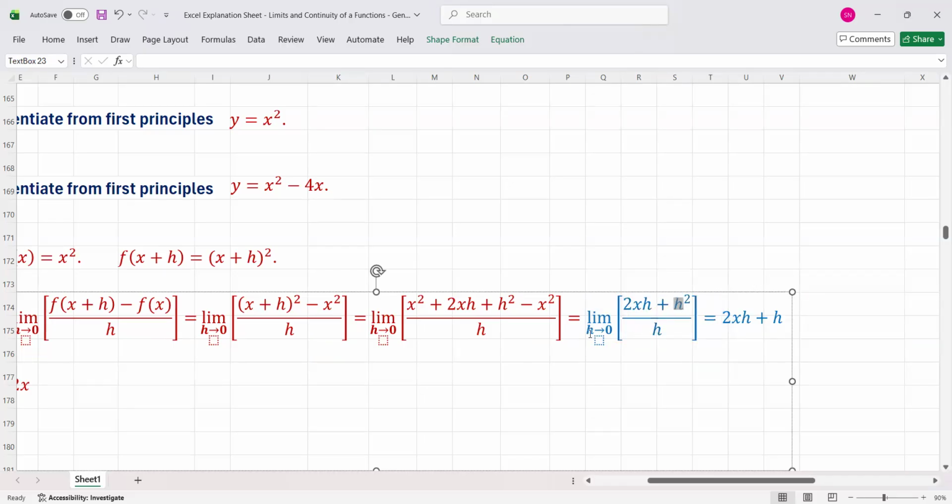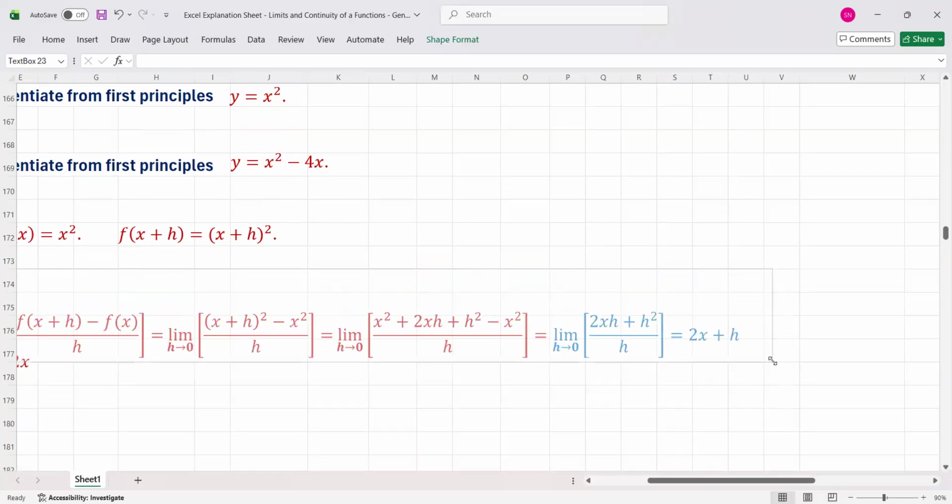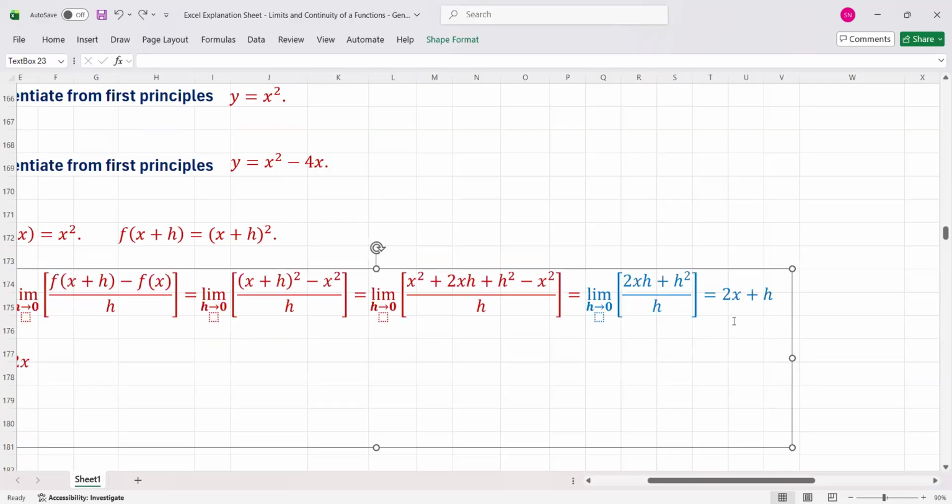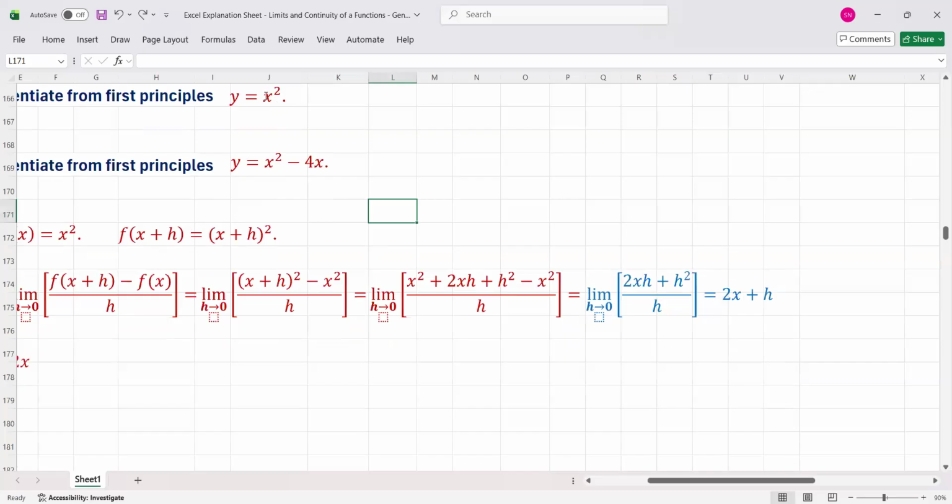So what happens if we let h approach 0 in this equation? If you let h approach 0, what would the answer be equal to? Anyone? Wherever we see h, let it approach 0. So what would this equation be equal to? 2x plus 0. Your answer should be what? Say 2x. 2x. Okay.